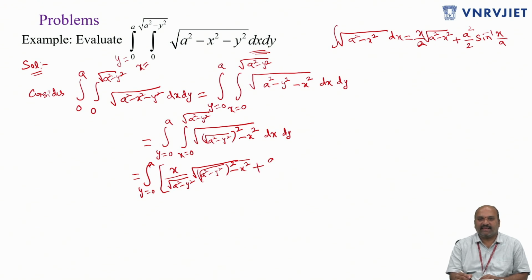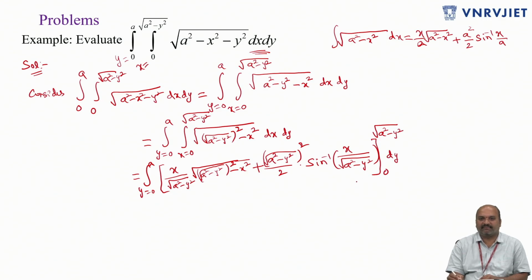What is a? a is this one. So it is a square means (a square minus y square) whole square. This is a square by 2 into sine inverse of x by a. What is x? x is x itself. a is root over a square minus y square. Okay. What is the upper limit here? It is root over a square minus y square. Lower limit is 0, into dy.